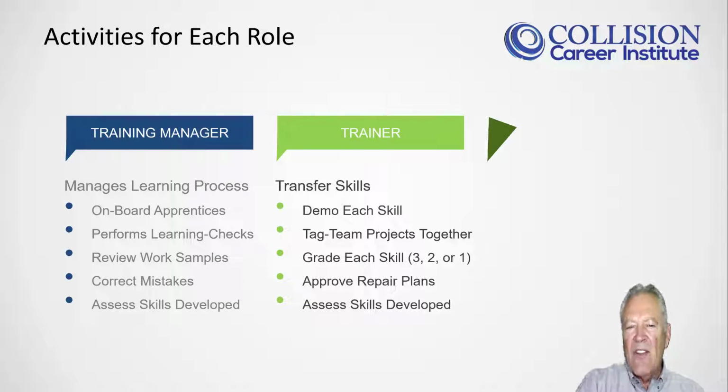They also grade each of the skills on each of the tasks that the apprentice does on a 3-2-1 scale, 3 being good and 1 being unsatisfactory. Anything less than a 2 should require remediation and a correction before they move forward.